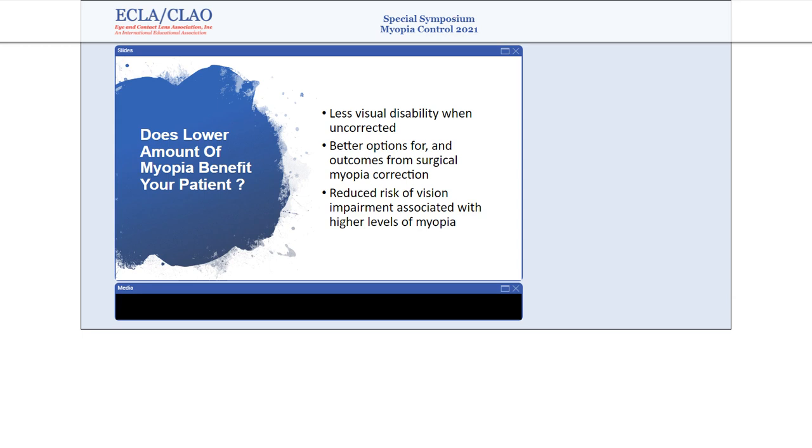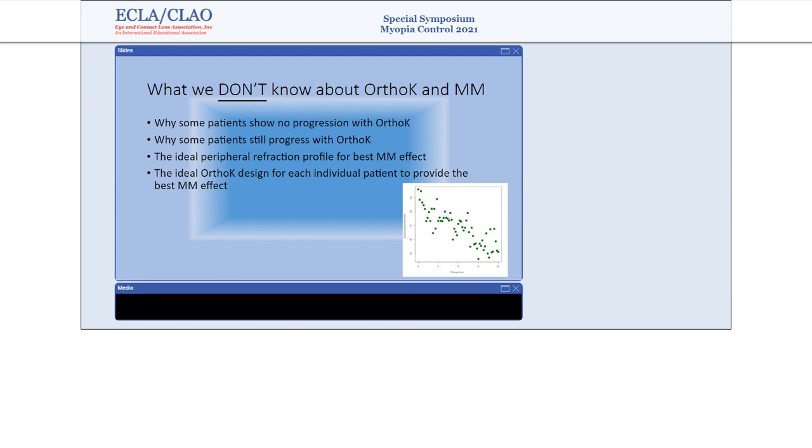So a lot of people ask, if you're still myopic, what is the big benefit of this? But by reducing the overall myopia, somebody is still myopic, but they have less visual disability when they're uncorrected if they're less myopic. They have better options later on in life for surgical options, and they have less risk of the impairment due to the side effects of high myopia.